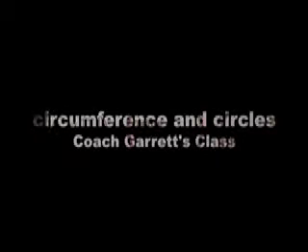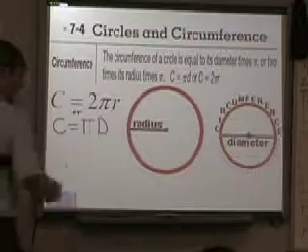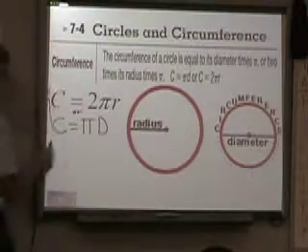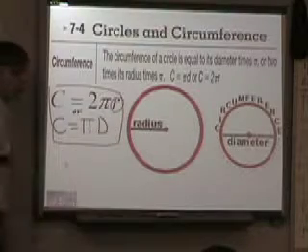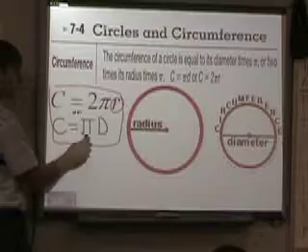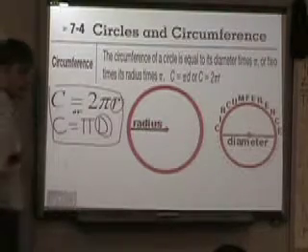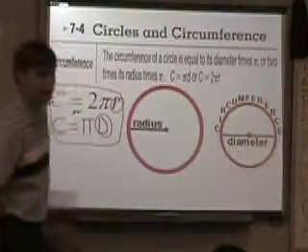Alright, today we're going to talk about circles and the circumference of a circle. I've got two different formulas here. Circumference is going to be 2 times pi times the radius, where r stands for radius. And circumference is also going to be the same as pi times the diameter. Okay? Now you've got two different situations, that's why you need two different formulas.